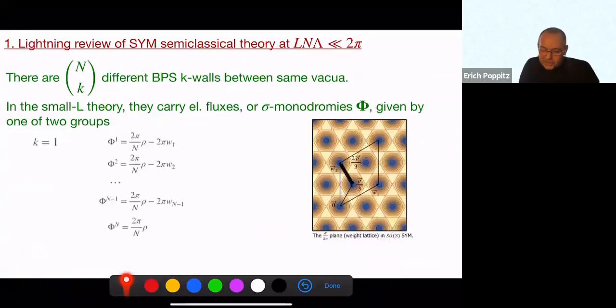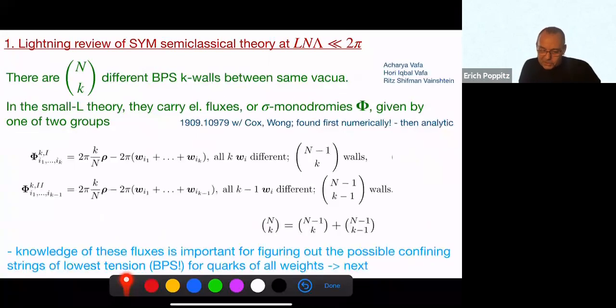So now something that you guys know quite well. You know that in this theory, there is a multiplicity of BPS walls. In particular, if you consider vacua k units apart, there are n choose k different k walls. And this has been known for quite a while, even before this probably, in Landau-Ginzburg models, etc. But there are various ways to see that. And it's very interesting that in this small L theory, these n choose k different k walls are distinguished by the electric fluxes they carry.